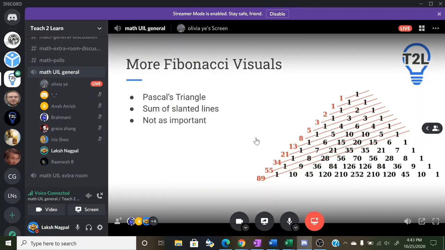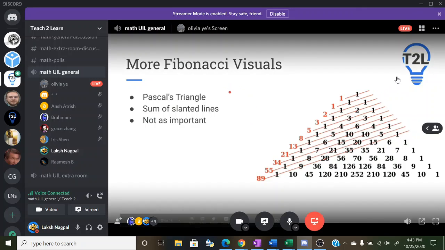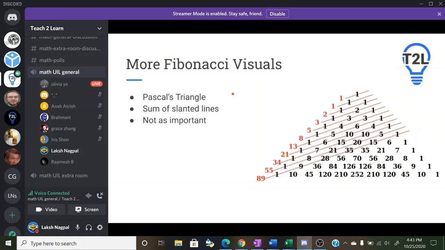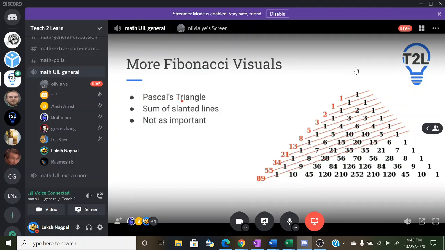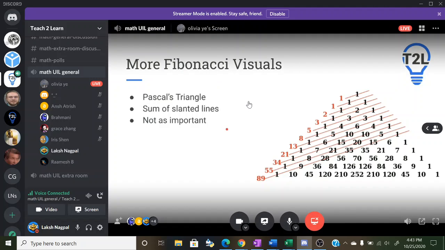Okay, yeah, so some more ways Fibonacci values are used. This is called a Pascal triangle, and I'm not sure if it's on the test or not. I personally haven't seen it, but I know it's a concept in Algebra 2. So whenever you get to that class, you'll see this concept. Basically it's the sum of slanted lines.